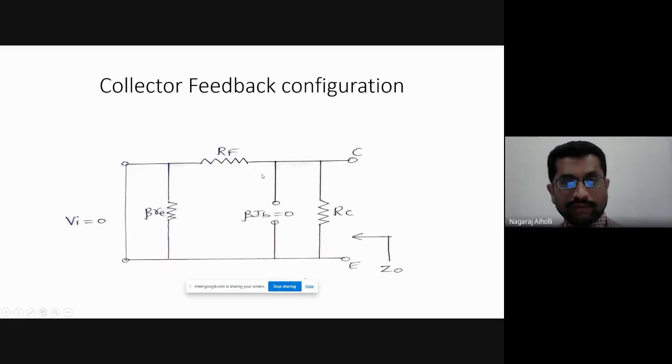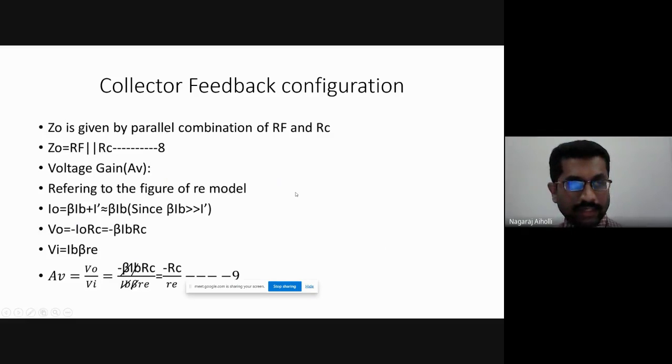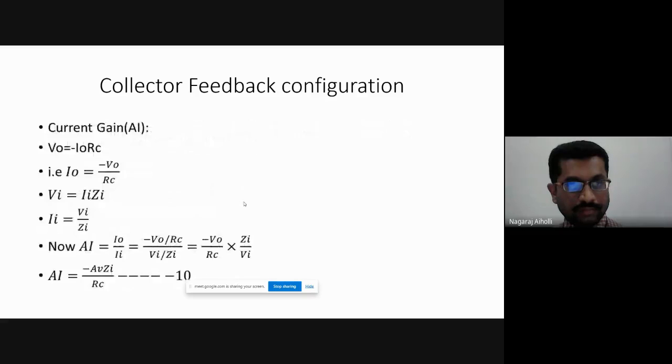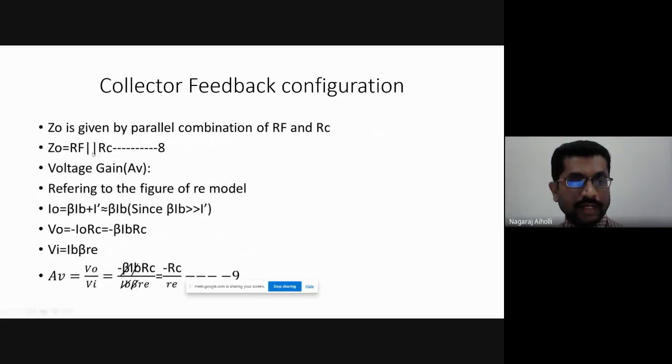It is a parallel combination of RF and RC, because there is a node, a junction, here. Therefore, it is a parallel combination of RF and RC. That is our output impedance. That is what we are getting here. Output impedance Z0 is RF parallel RC. Take it as equation 8.